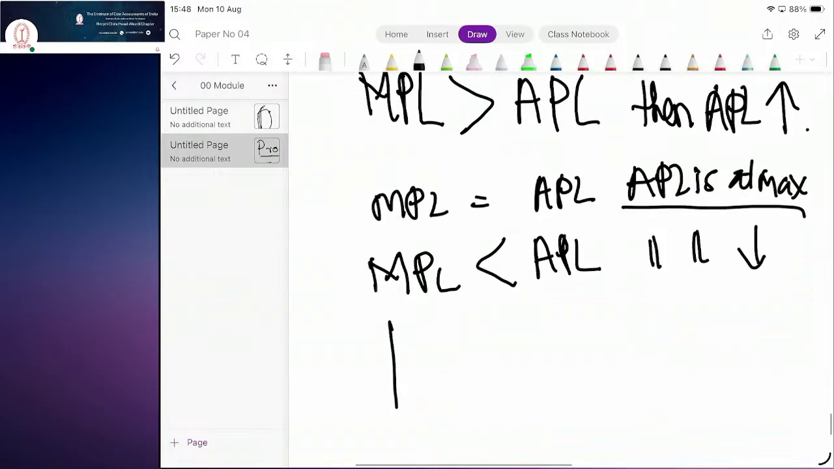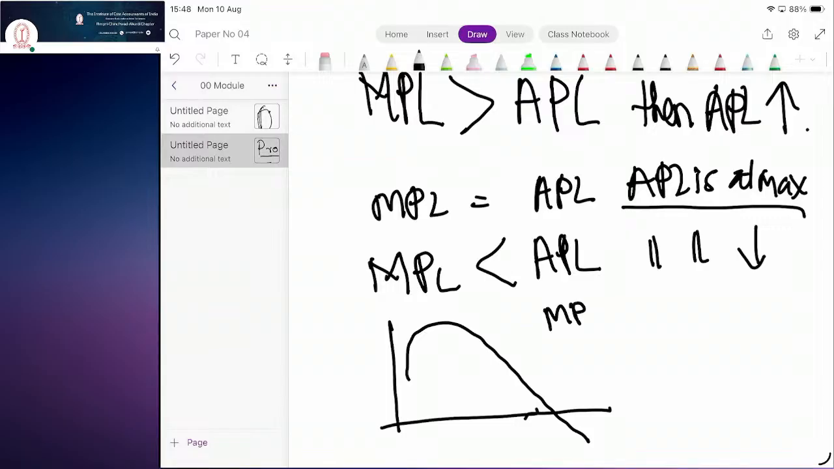So the curve comes like this. Stage 1, stage 2 continue like this. This is your marginal product of labor. And average product of labor is something like this. Marginal product cuts the average product at its maximum value.